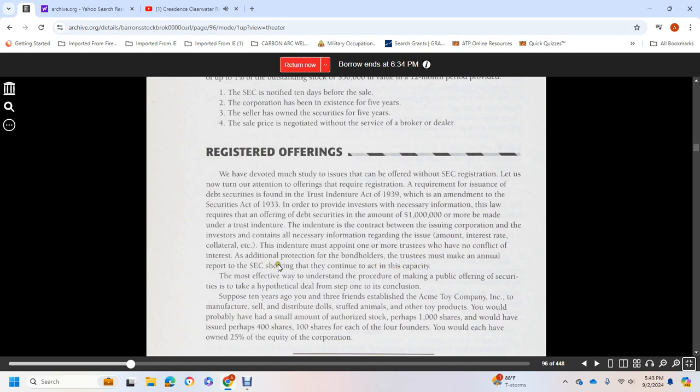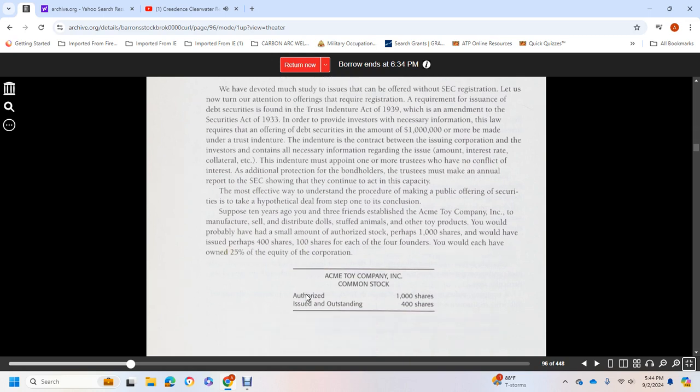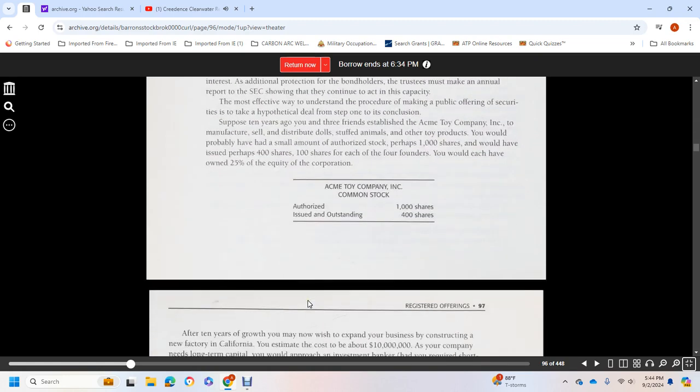The most effective way to understand the procedure of making a public offering of securities is to take a hypothetical deal from step 1 to its conclusion. Suppose 10 years ago, 3 friends established Acme Toy Company Incorporated, which manufactures, sells, and distributes dolls, stuffed animals, and other toy products. It would probably have a small amount of authorized stock, perhaps 1,000 shares, and would have issued perhaps 400 shares, 100 shares for each of the 4 founders. They would each own 25% equity in the corporation. We've authorized 1,000 shares, issued and outstanding 400.